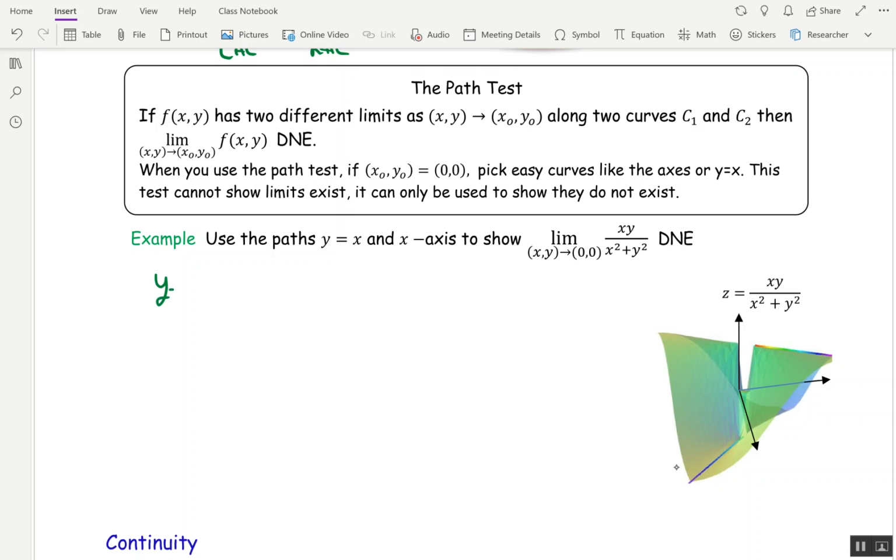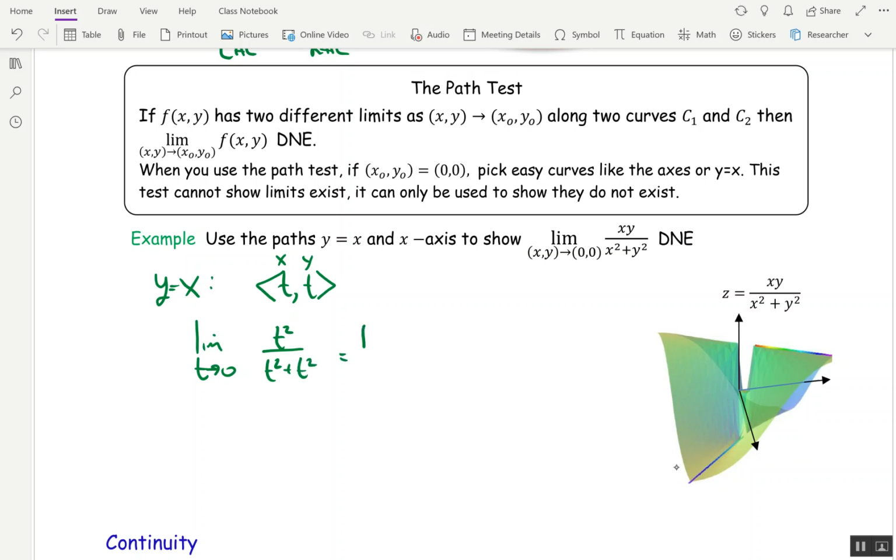First of all, y equals x. We have to parameterize that. Let x be t and y be t. That's the parameterization for the line y equals x. Now we're going to replace this limit with a limit just in terms of t. The limit as t goes to 0. Everywhere I see an x, I put in a t. Everywhere I see a y, I put in a t. So the top will give me t squared, and on the bottom, I'll have t squared plus t squared.